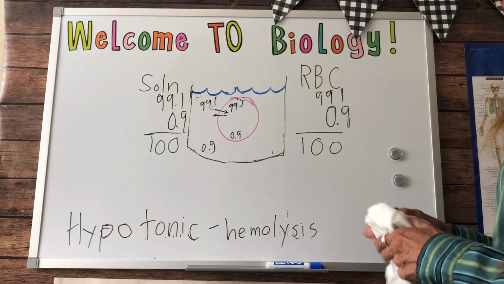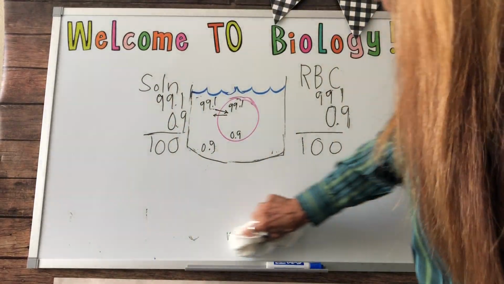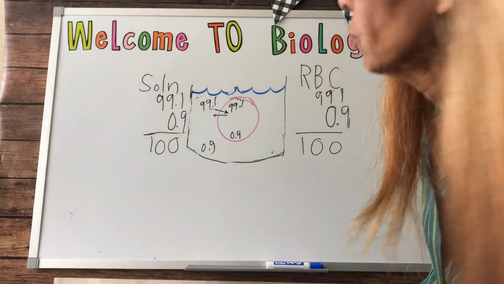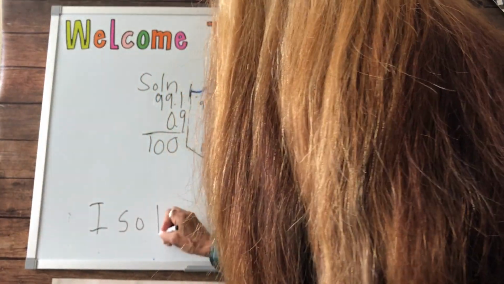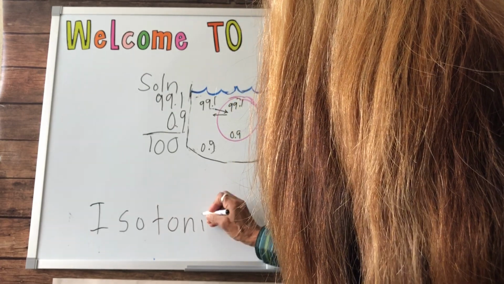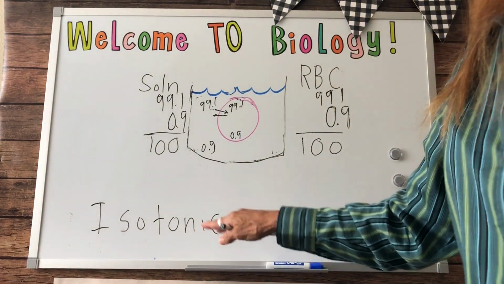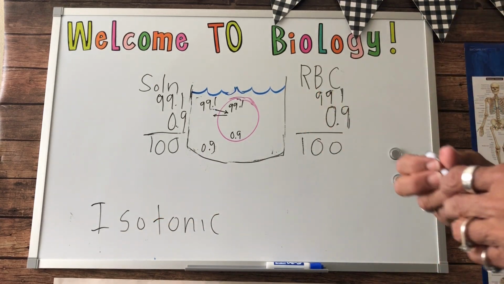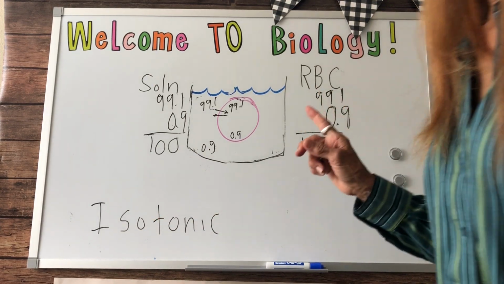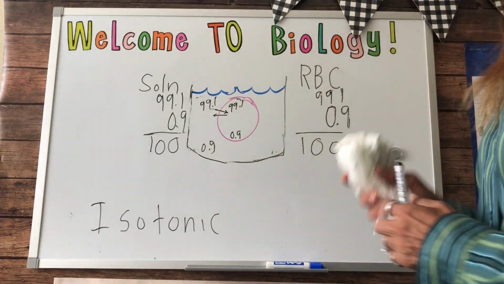This is exactly the kind of solution you want to take when you are in the hospital and you require hydration. They hydrate you with something called isotonic water, or isotonic solution. And that is the same as, iso means the same, so it has the same tonicity as the red blood cell. So that is basically how you work these problems.